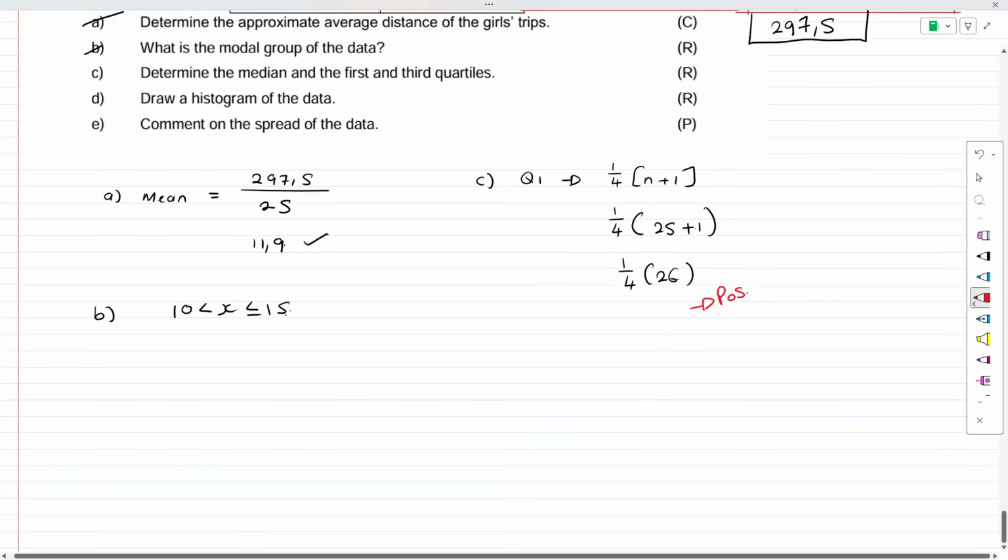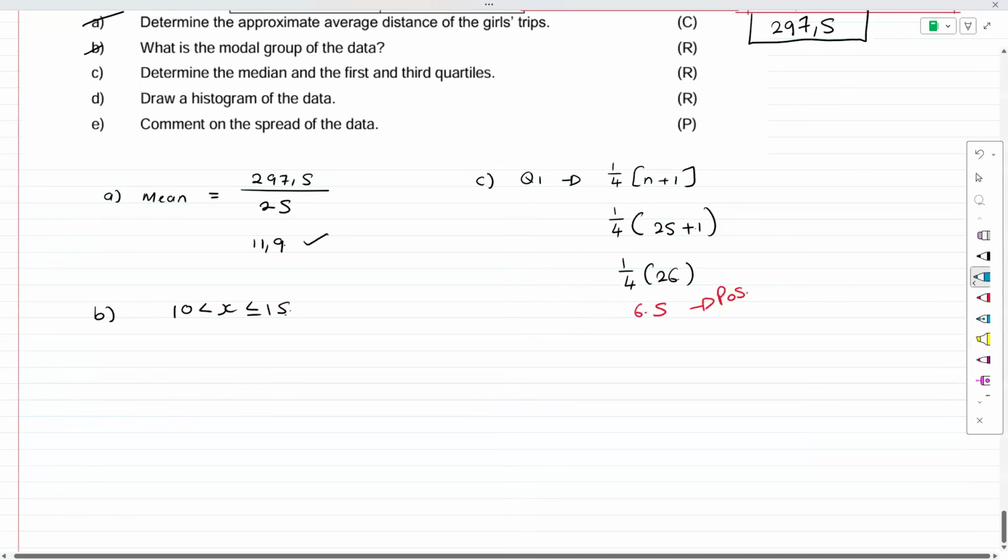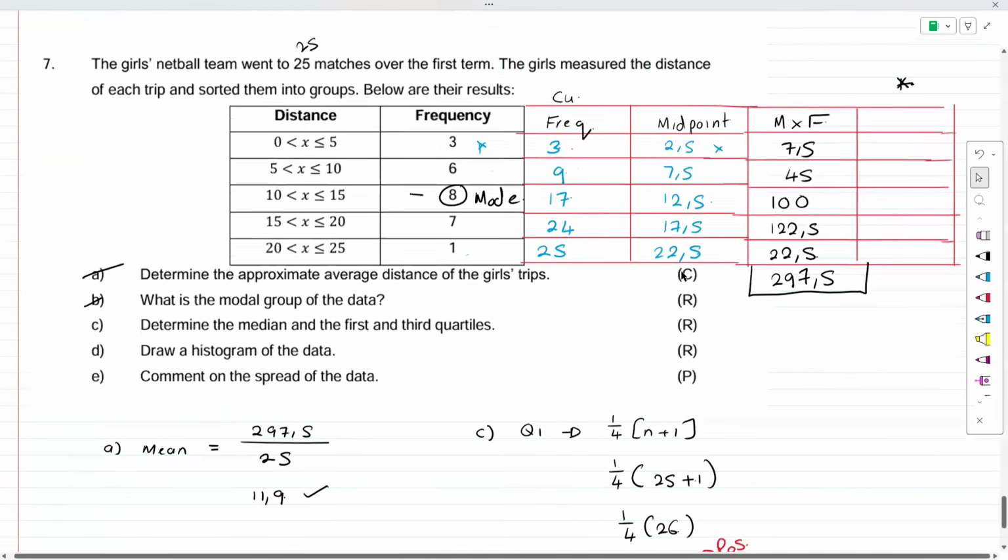Sorry, guys. 1 over 4 multiplied by 26 is 6.5. Please double check this. It's so easy to make mistakes. I halved it. I calculated the median by mistake, but just double check. I'm not going to remove this from the video because it's very easy to make these mistakes, so you guys can also learn from it.